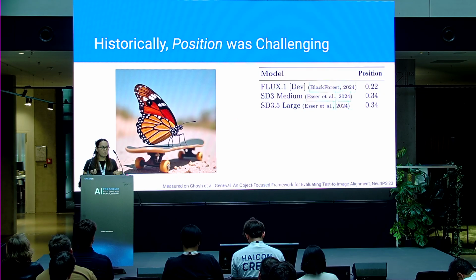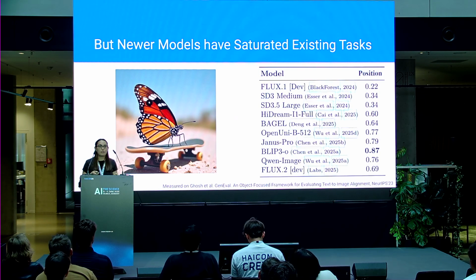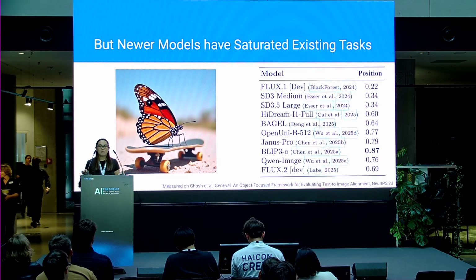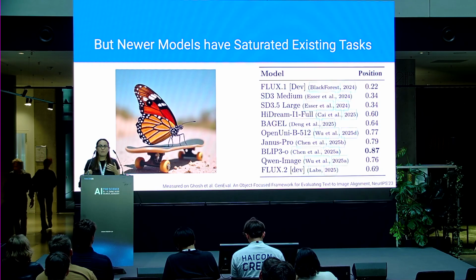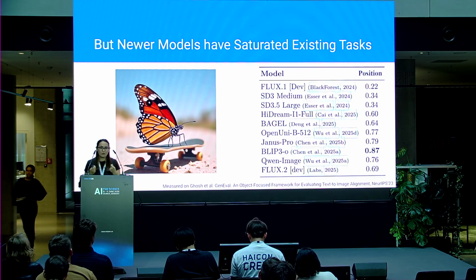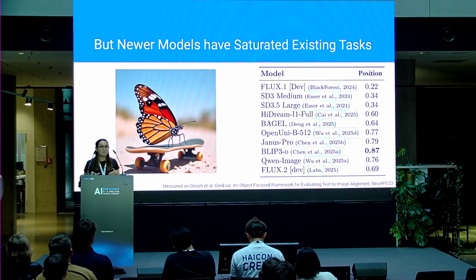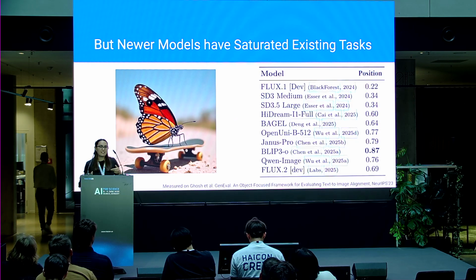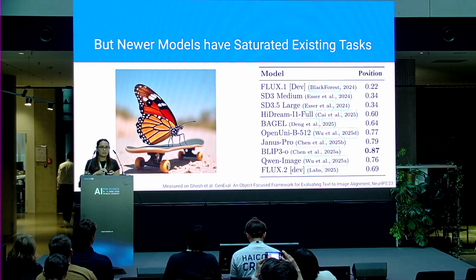But this changed quite a bit in 2025 when the newer models got a lot better very fast. All of a sudden, everyone can do it quite well, and BLIP3-o can even get 87%. So it starts to look like maybe this is actually solved. Or maybe it's not. That's the question that we're looking at in this work: is positional control in text-to-image models solved? Because it looks like the existing benchmarks are starting to saturate. Does this mean that they can actually generalize to more challenging positional prompts?